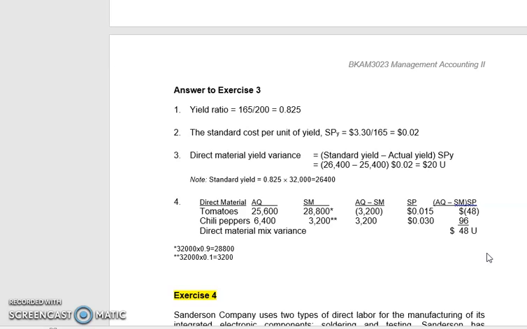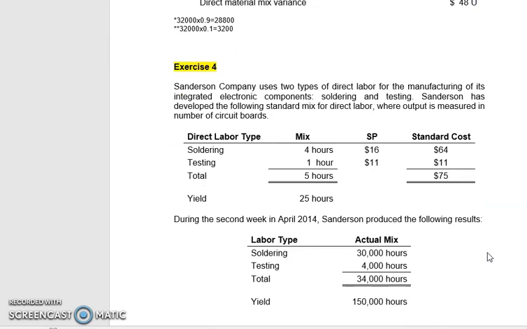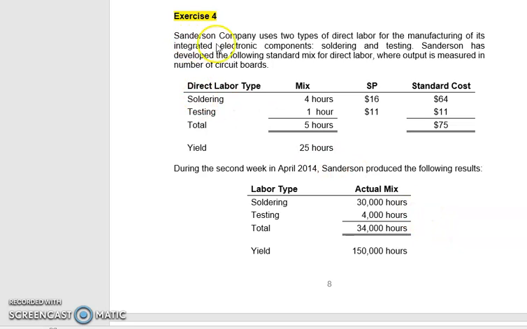Let's move to question 4. More or less the same as question 3. So let's read. Sanderson Company uses two types of direct labor for the manufacturing of its integrated electronic components, soldering and testing. Sanderson has developed the following standard mix for direct labor, where output is measured in number of circuit boards. So this is the information of soldering and testing, and the yield is 25 hours. During the second week in April 2014, Sanderson produced the following result. So this is the result, and the yield is 150,000 hours.